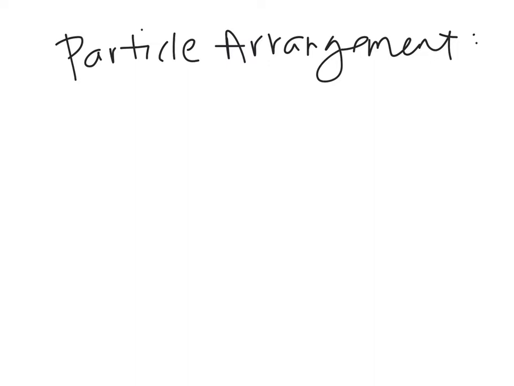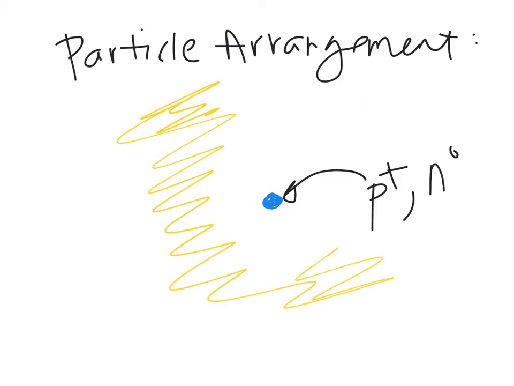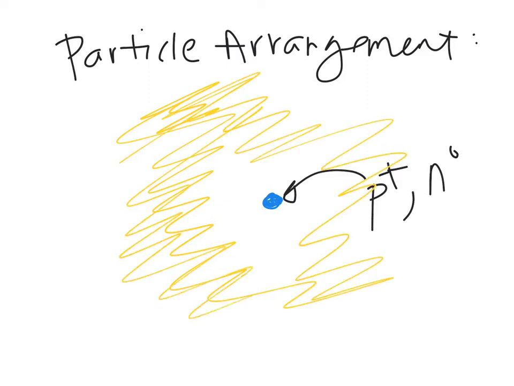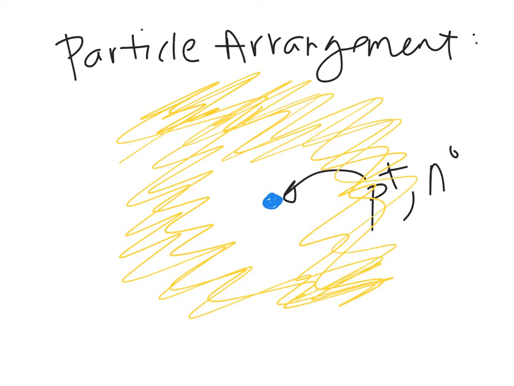So let's take a look then at how these subatomic particles are arranged in the atom structure. So in this case, let's put our nucleus in blue, and inside this nucleus, that's where our protons and our neutrons can be found. So our protons are in there and our neutrons are in there. And then the electrons are located in an electron cloud. And I'm representing this electron cloud as just a bunch of yellow squiggles.